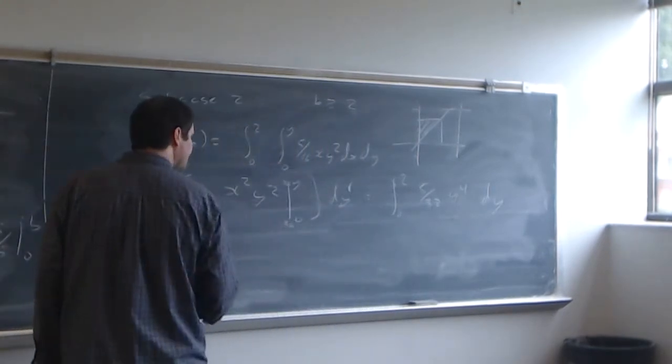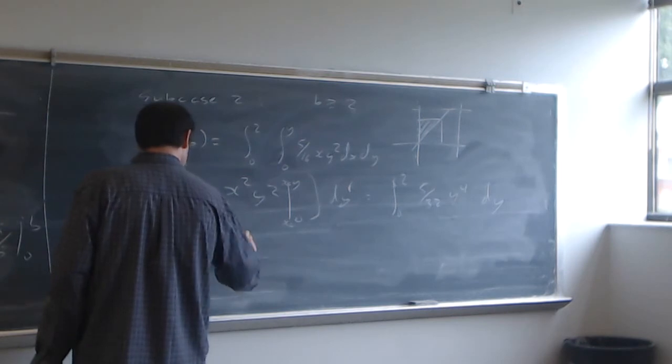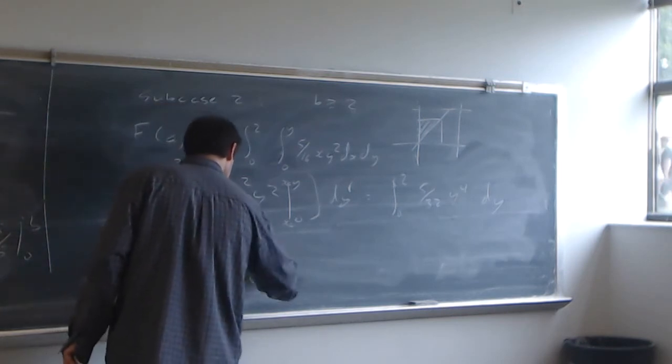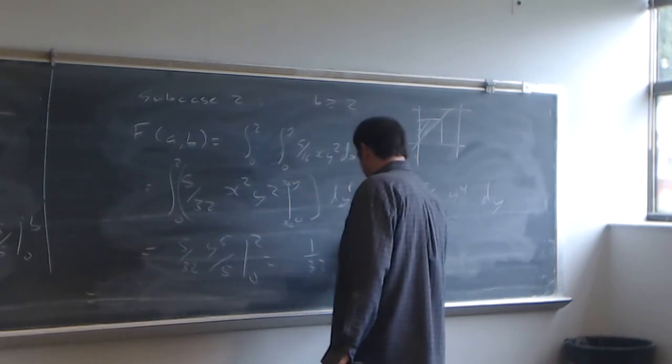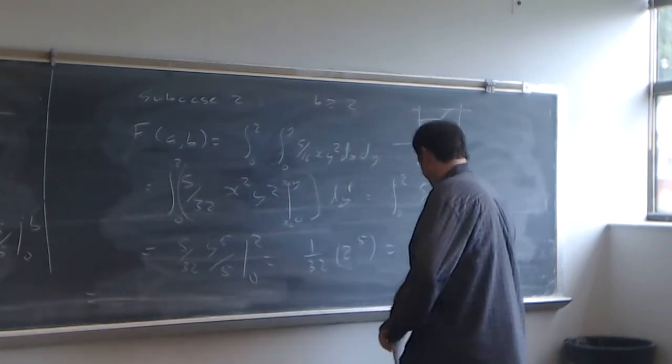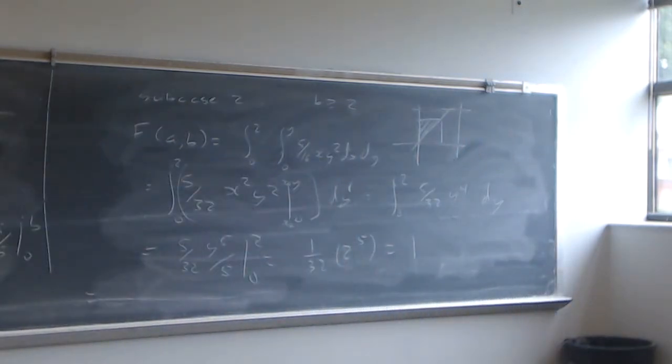That's equal to 5 over 32 times y to the 5th over 5, from 0 to 2. The 5's cancel, 1 over 32 times 2 to the 5th, and that, of course, equals 1. Having done all that, let me summarize the definition of what the joint CDF is in this example.